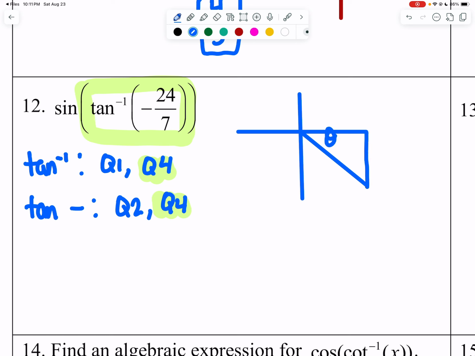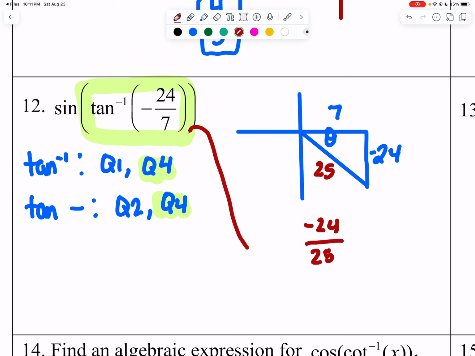For inverse tangent, we know that it's opposite over adjacent. So we have our opposite, our adjacent. So -24 is going to be our negative value. This is another Pythagorean triple that hopefully you know, 7, 24, 25. And then finally, to find the sine of this lovely triangle here, sine is opposite over hypotenuse. So we have -24 over 25 as our answer.